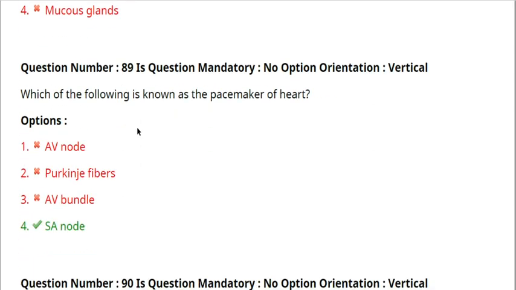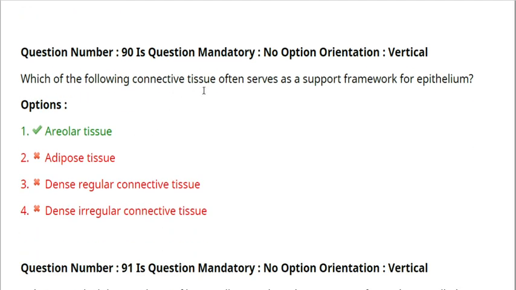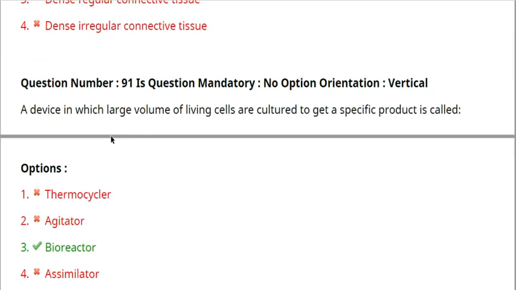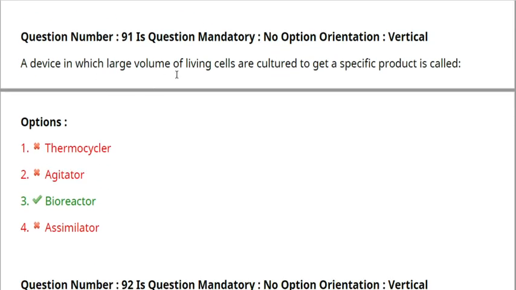Which of the following is known as the pacemaker of the heart? That is the sinoatrial node. Which of the following connective tissues often serves as a support framework for epithelium? It is areolar tissue. A device in which a large volume of living cells is cultured to get a specific product is called a bioreactor.